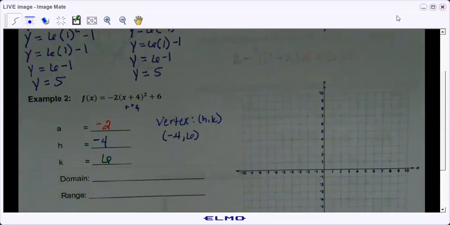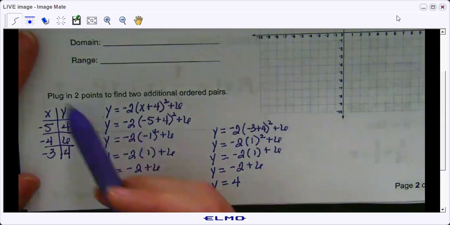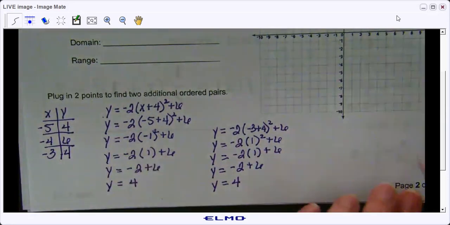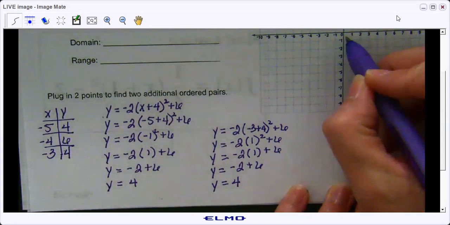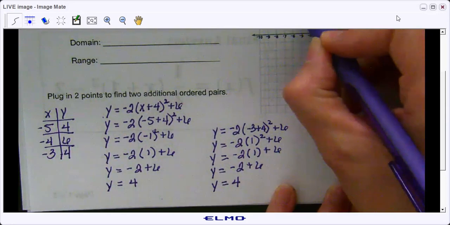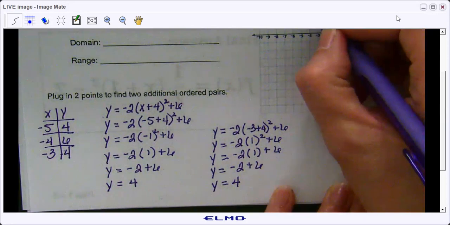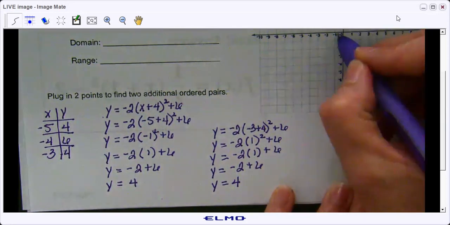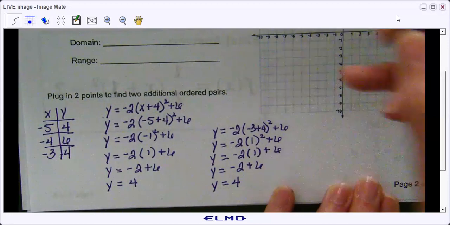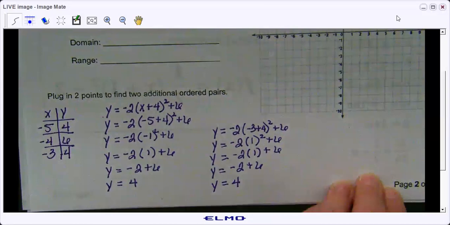All right, David, what'd you get for this one? When x is -3, what is y? 4. All right, so this is what you should have gotten. Now, once we have our ordered pairs, we're going to graph our parabola. So go ahead and do that. And your parabola should look like that.